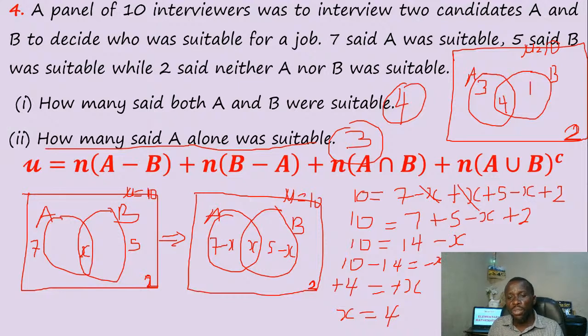So I think it is somehow easy to understand this Venn diagram. I'm supposed to move to quadratic, but I will do quadratic later. I think you all understood how we got that 4.